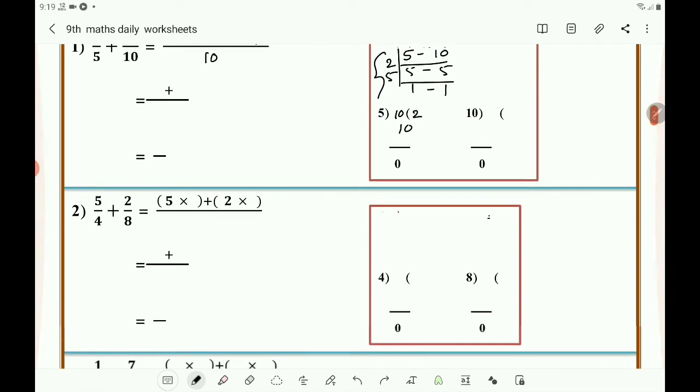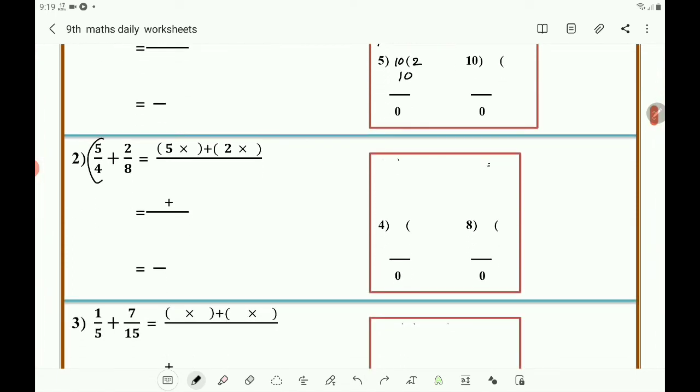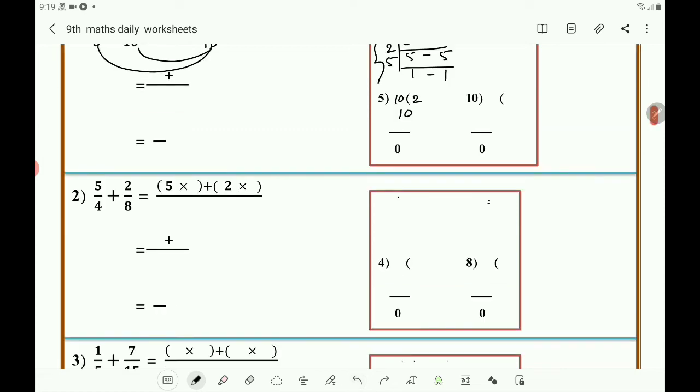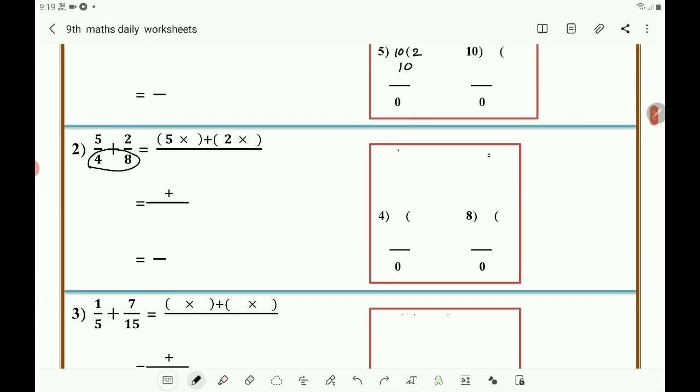The next one is 5 by 4 plus 2 by 8. Find the LCM of 4 and 8.